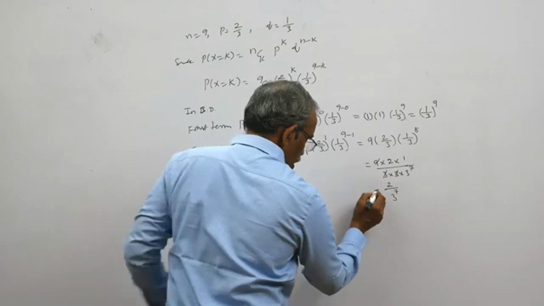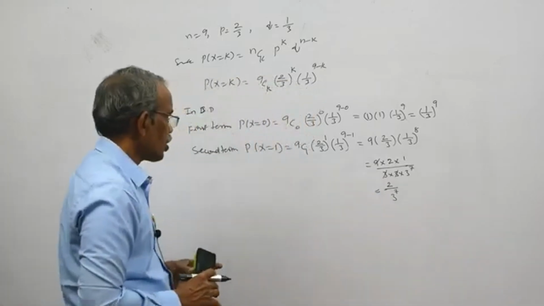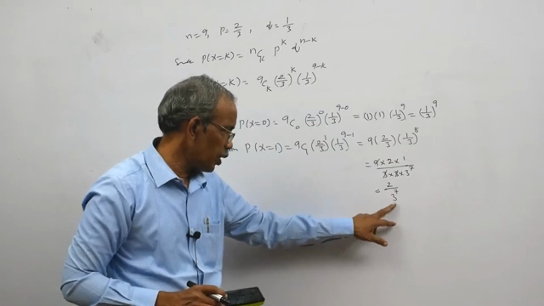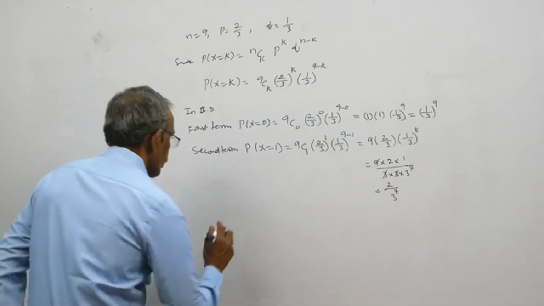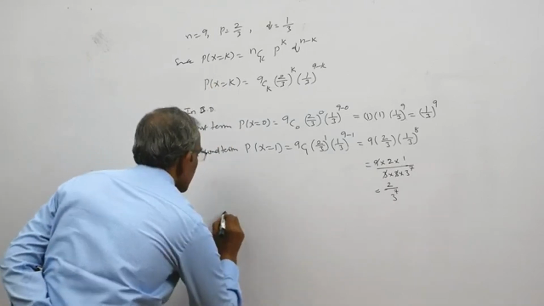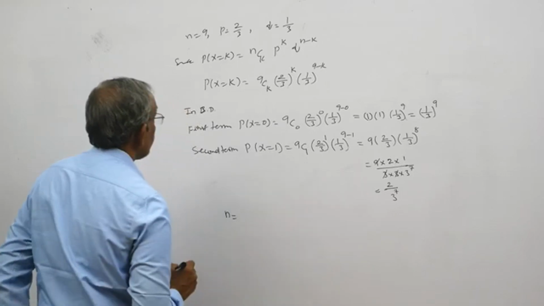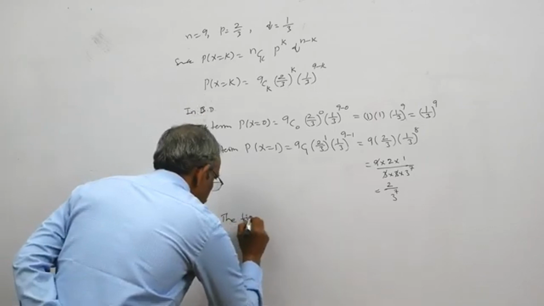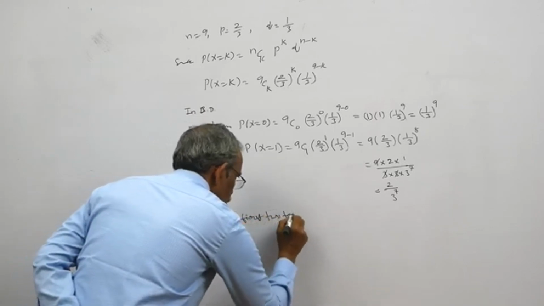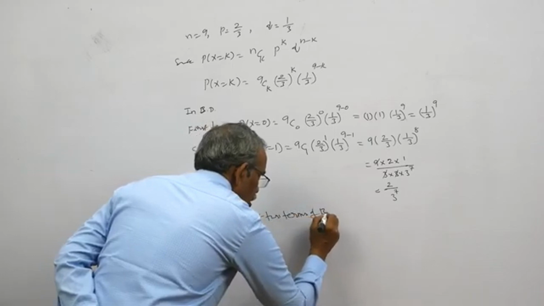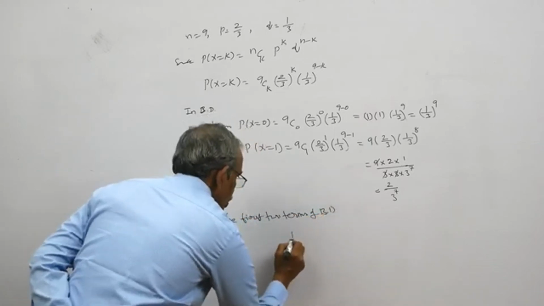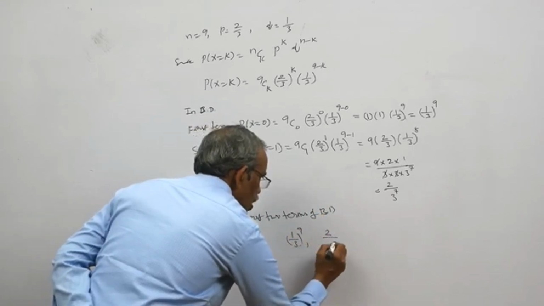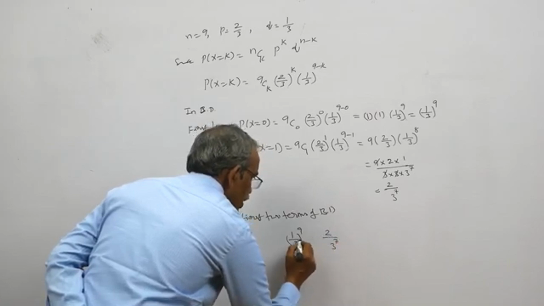This is the second term of the binomial distribution. The first term is (1/3) to the power of 9. The second term is (2/3) to the power of 7. Therefore, the first two terms of the binomial distribution are (1/3) to the power of 9 and (2/3) to the power of 7.